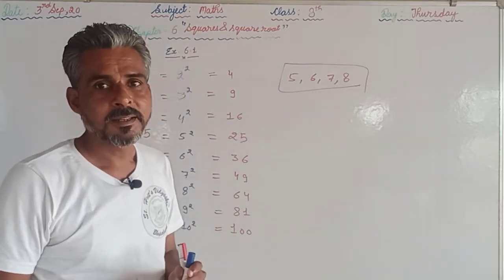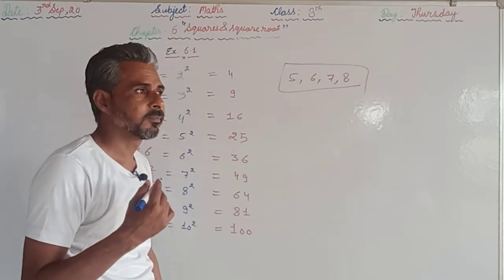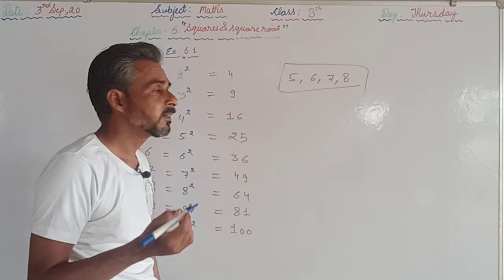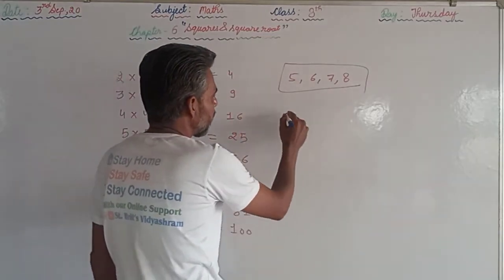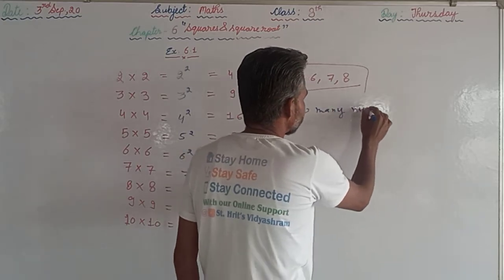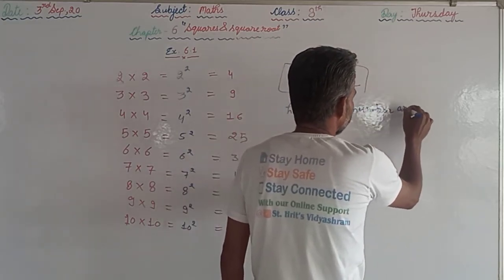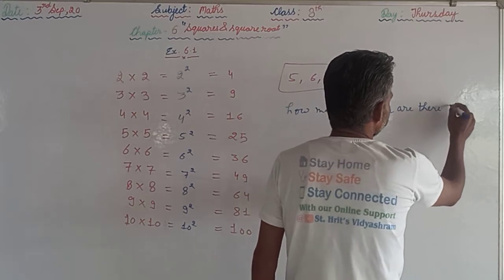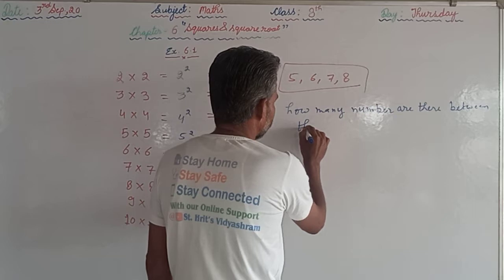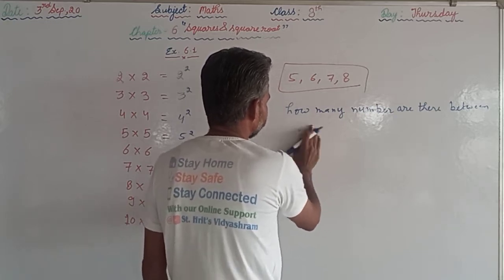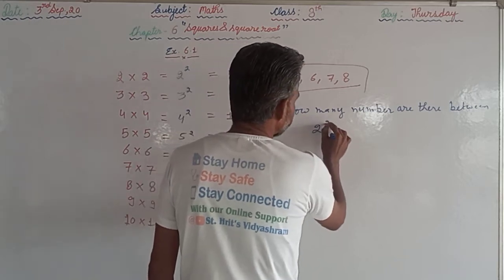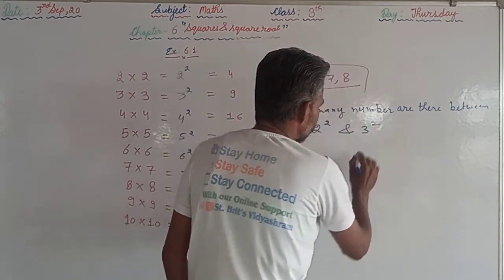The one more thing is that if you are supposed to find the number of terms between two consecutive squares, means 4 or 9, how many numbers are there between 2 square and 3 square.